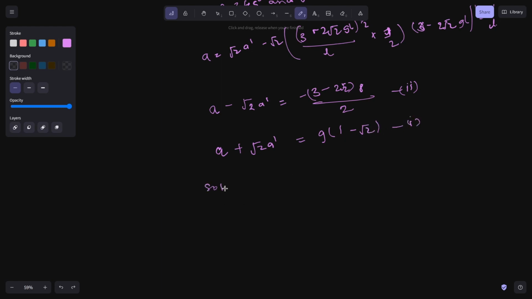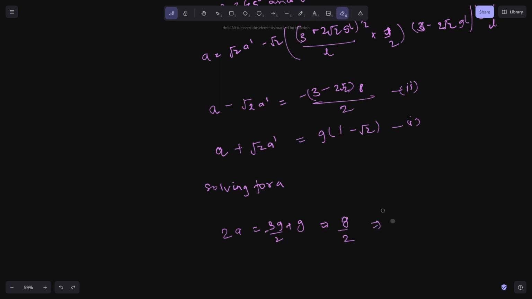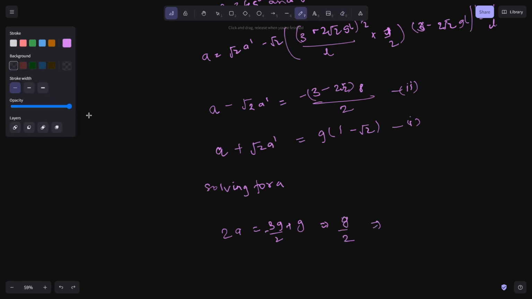Now solving for a, we know that a' gets cancelled. So 2a is equal to 3g by 2 plus g. Therefore the value of a comes out to be g by 4. So g by 4 is the final answer for the question.